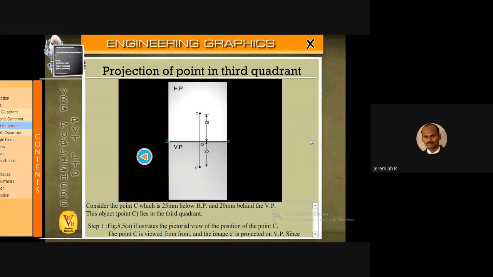I already told you: front view means you have to mention A dash. If the point is A, front view means A dash. Top view means you have to mention A alone. And similarly the fourth quadrant.